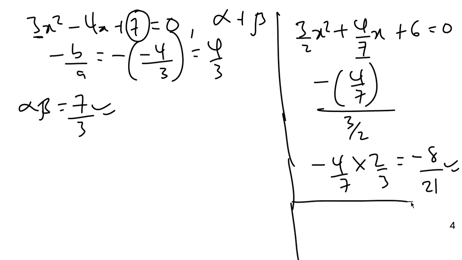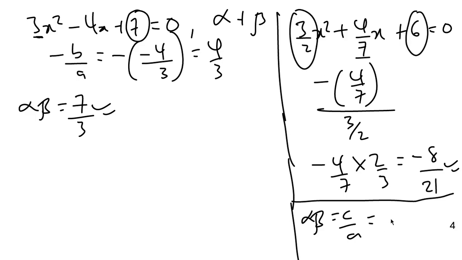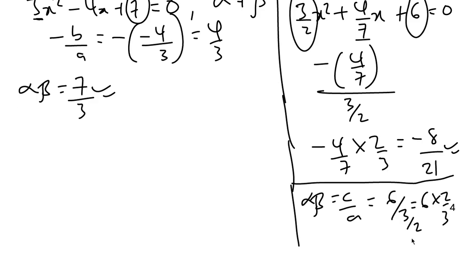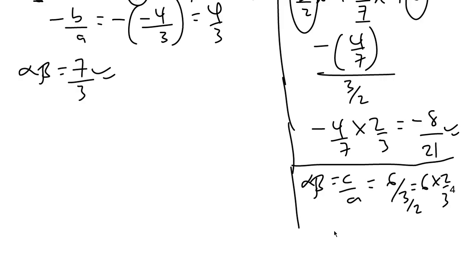And then the product, which is alpha beta, is simply c over a. And in this case, c is 6, and a is 3 over 2. So that will be 6 over 3 over 2, which will be 6 times 2 over 3. And for 6 times 2 over 3, 6 divided by 3 is 2. Then 2 times 2 will be 4.